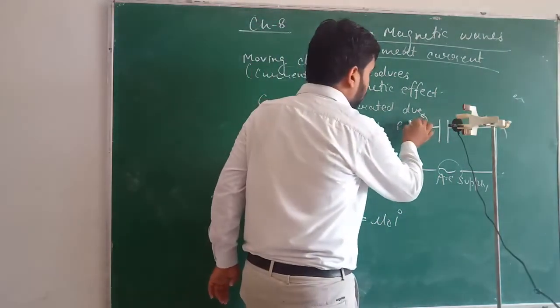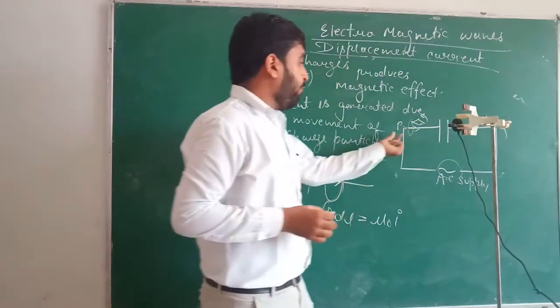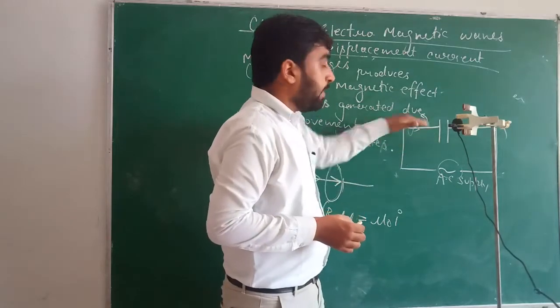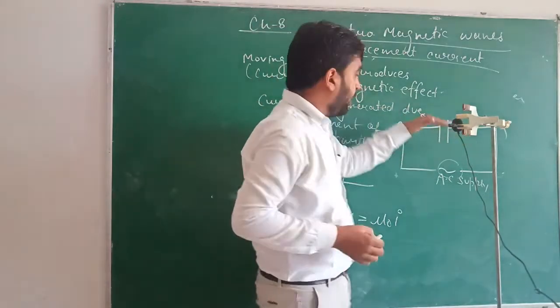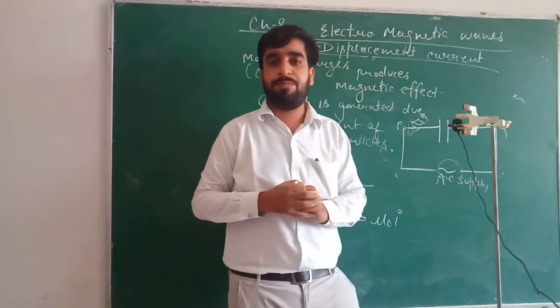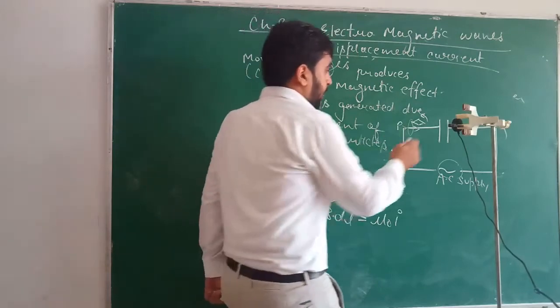Here we can show a loop. Current is threading through the loop, so a magnetic field will be present: B dot dl, the closed integral of the magnetic field. That's why, because of the presence of this magnetic field, this magnetic needle is showing the deflection. Very fine. Now students, what did he do?